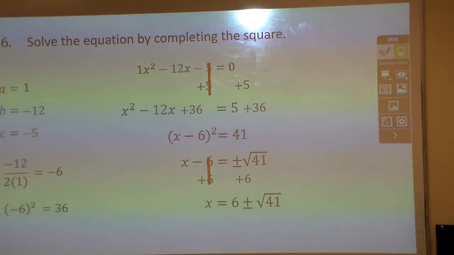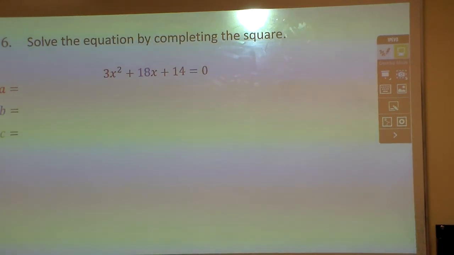Means the vertex will be at x-axis equals 6, and then the x-intercepts will be plus square root of 41 from the x-axis and minus square root of 41 from there. And the other one, I'm going to do the same thing here.